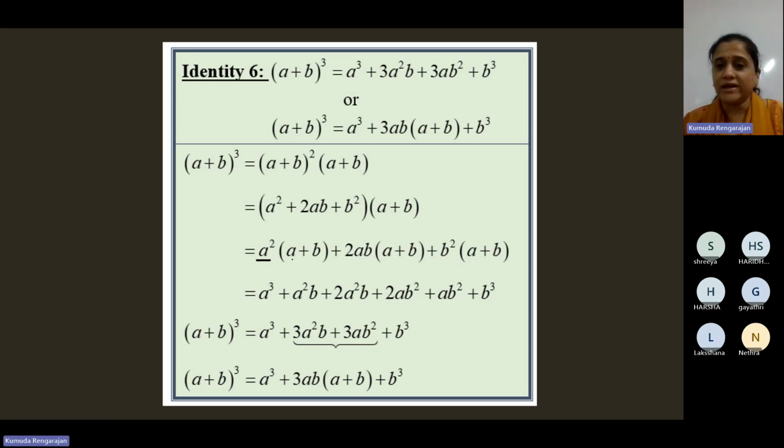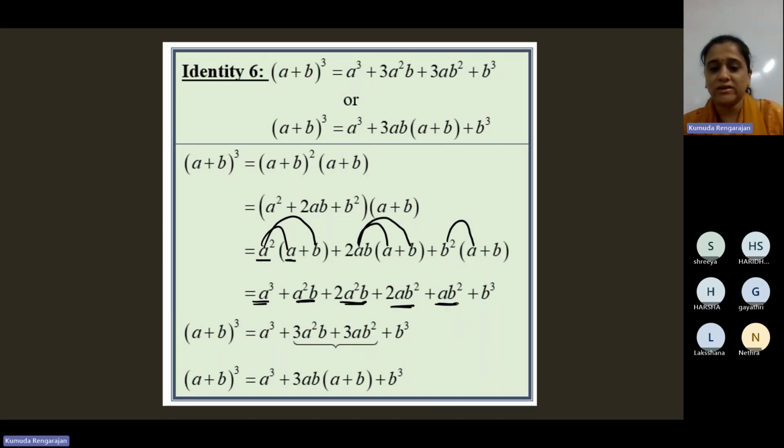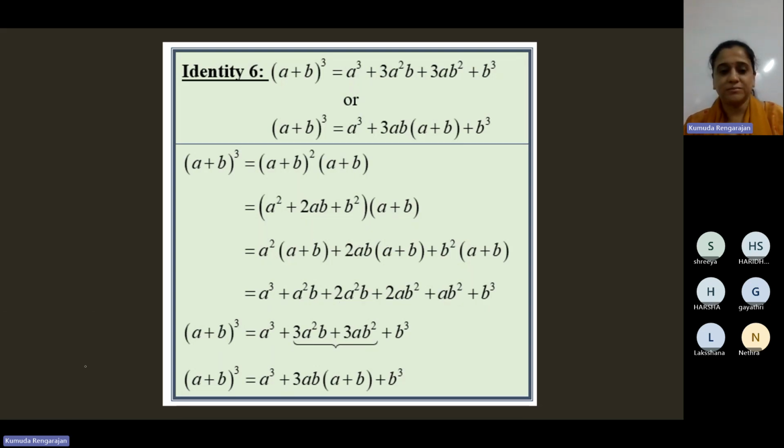So a squared and a. What are the signs? Plus a squared, plus a. So plus into plus, plus. A squared into a, plus a cubed. Then here, it's plus everywhere, children, okay? So a squared into b, a squared b. Then 2ab into a, 2a squared b. 2ab into b, 2ab squared. B squared into a, ab squared. B squared into b, b cubed. Correct?